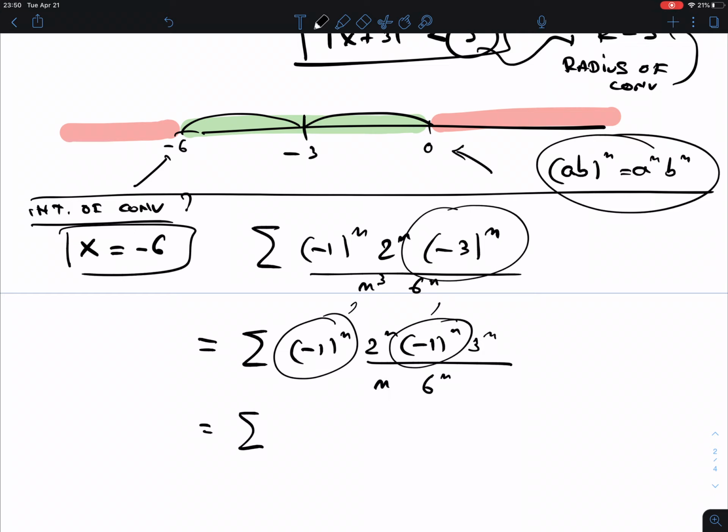Oh, I forgot my n cube here. So what is left then? The top is 6 to the power n, the bottom is n cube, and the bottom is 6 to the n. Okay, so everything cancels, so I get the summation 1 over n cube. Now, is that not nice? Because that actually is a p series, and p is 3 here, and p bigger than 1 means convergence.